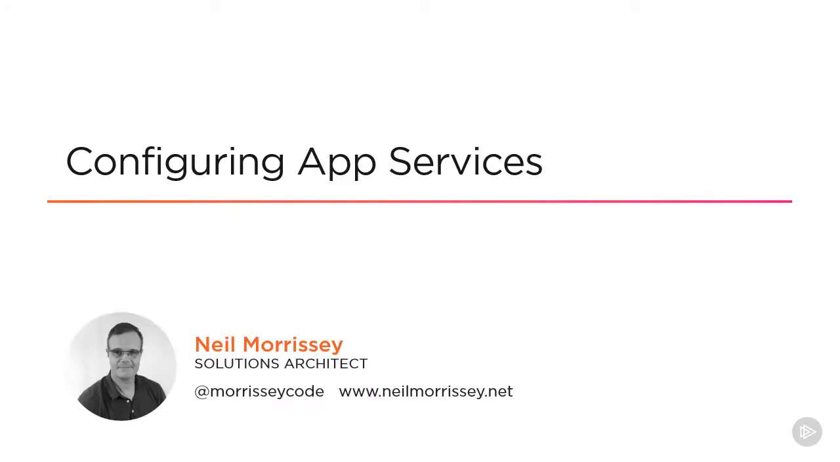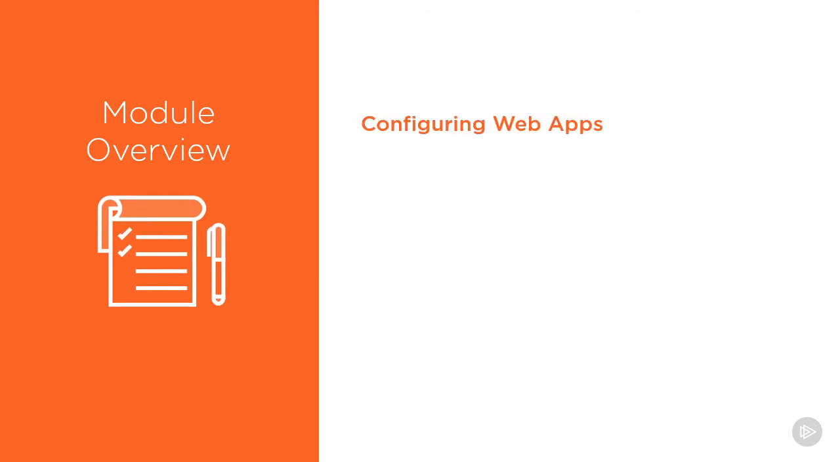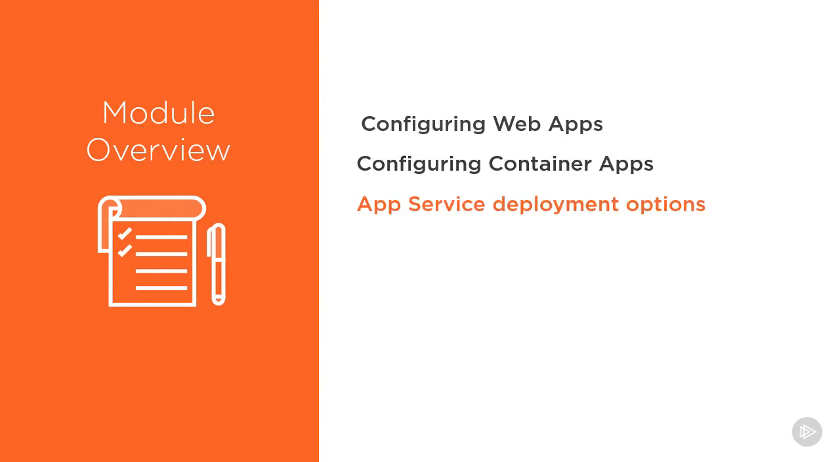In the previous module, you learned about the different types of applications that can be hosted in Azure App Service and how to create them in the Azure portal. In this module, we're going to dive into some of the configuration options for web apps and then for containers that are deployed onto an app service. Then you'll learn about the different options for deploying your app into App Service.